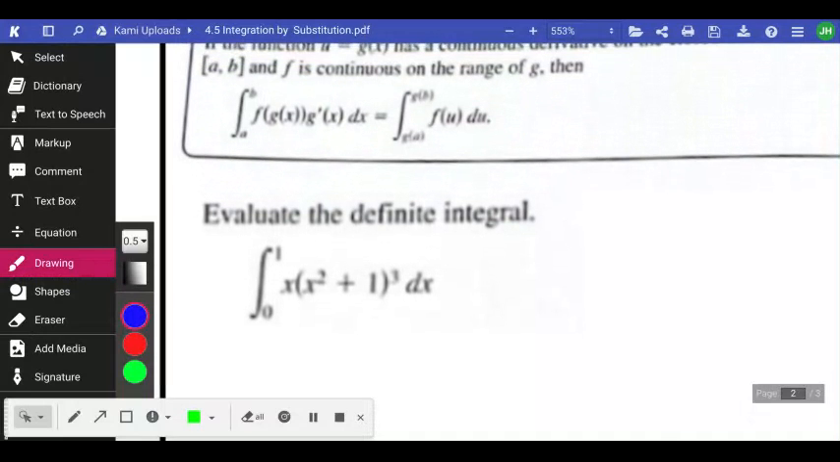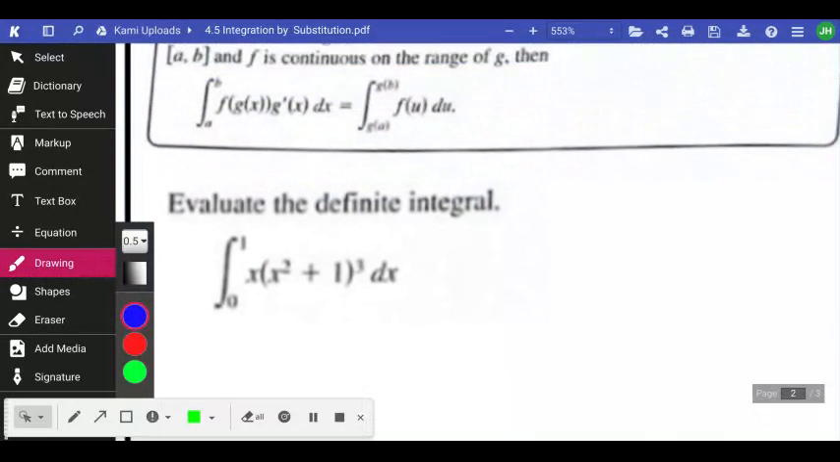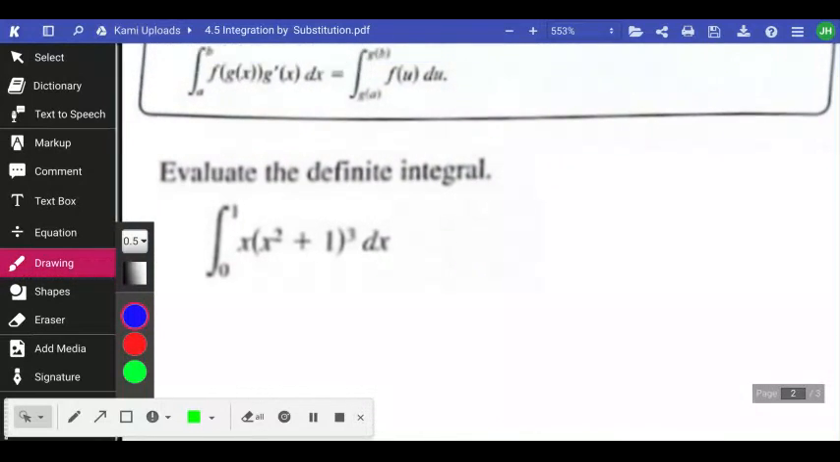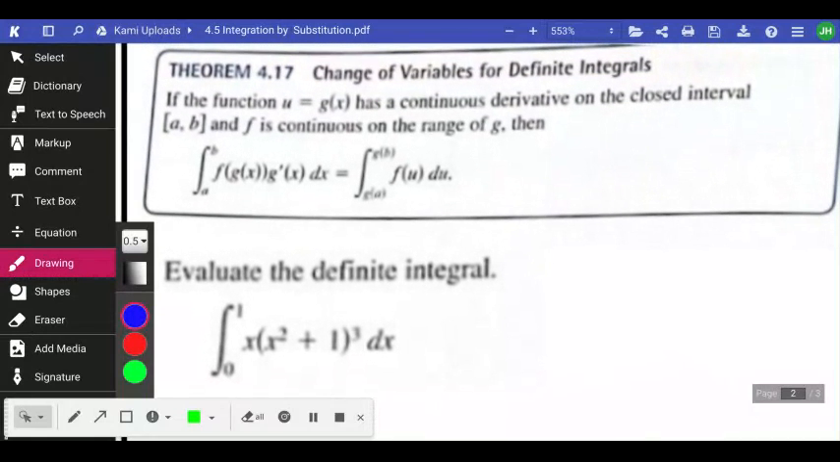What time we got? 6 minutes left. Don't forget to spray test this time like we usually do. Okay, we're going to do this one definite integral, and then I'm going to spray test, and we'll be good to go.